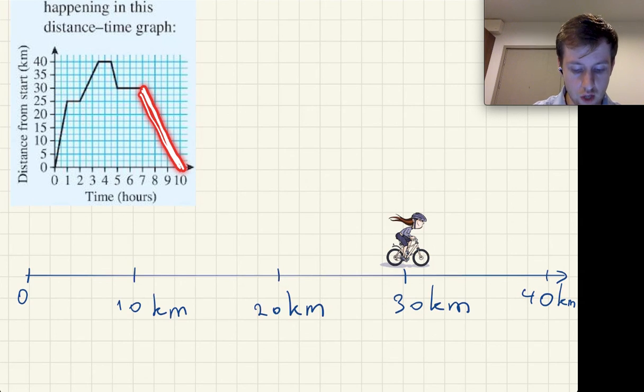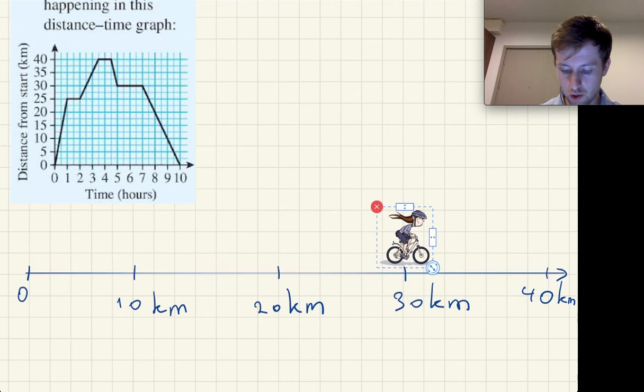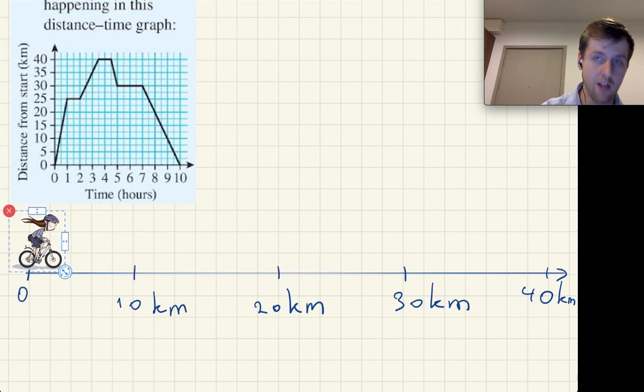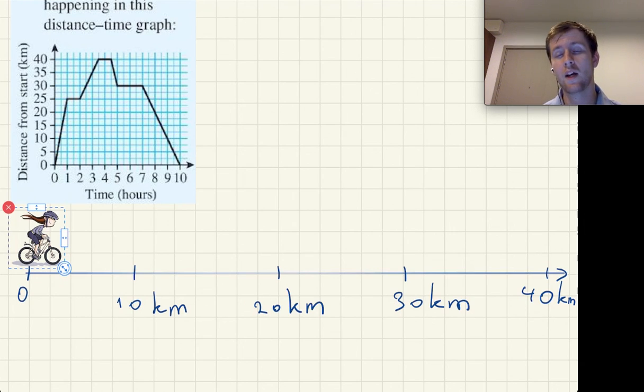And then finally on this part you see in 3 hours she goes back to the point where she started. It takes her 3 hours. So this is what's happening in this distance time graph. Okay, that's it for this lesson.